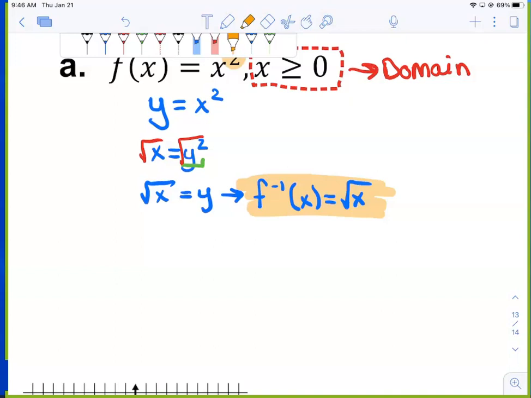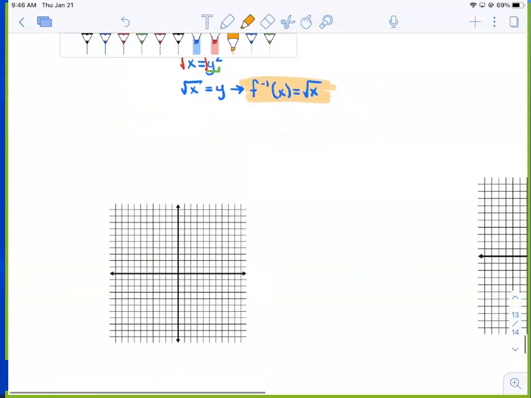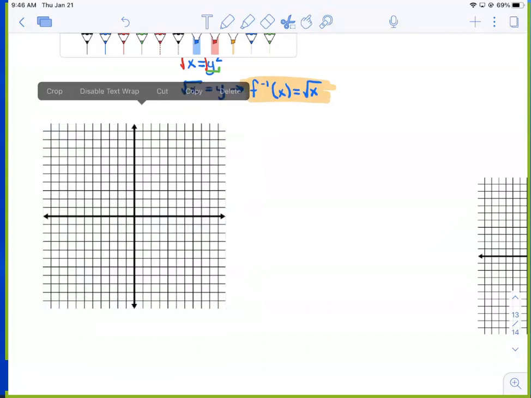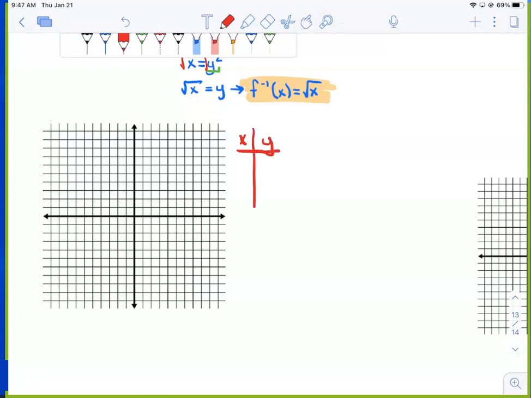All right, so the fun part, graphing it. I know you love graphing. So we can resize things if we need to here, which is nice. I'm going to do our original function, so our f will be in red. And I'll do f inverse in blue. So it's still easiest to make a table and just plot some points here.